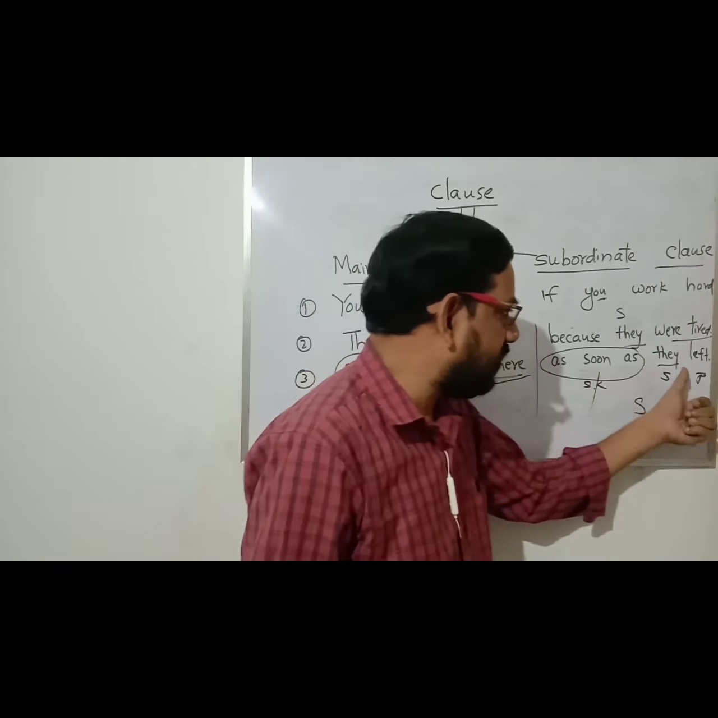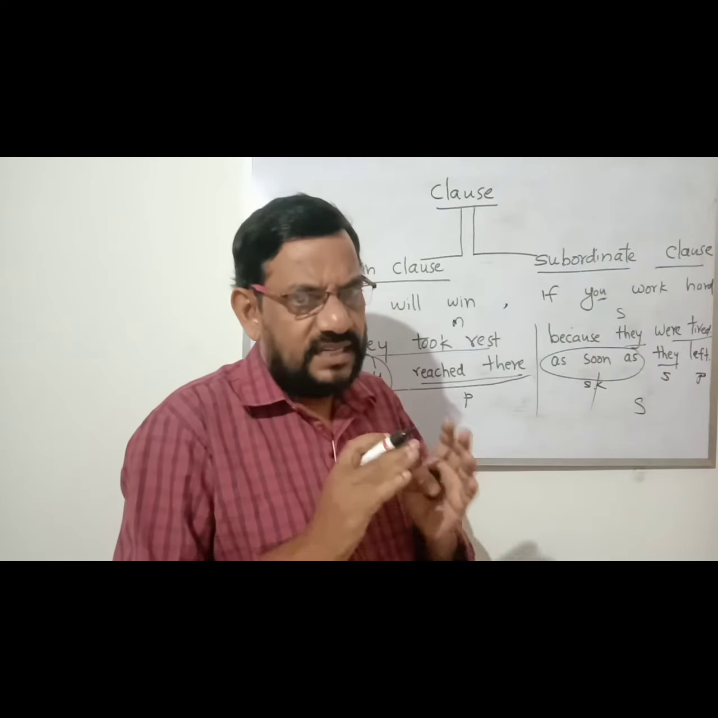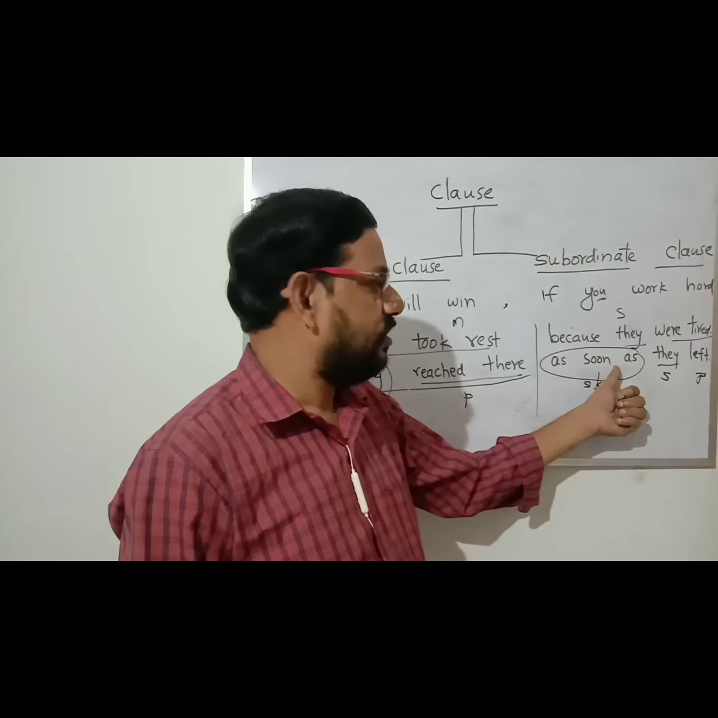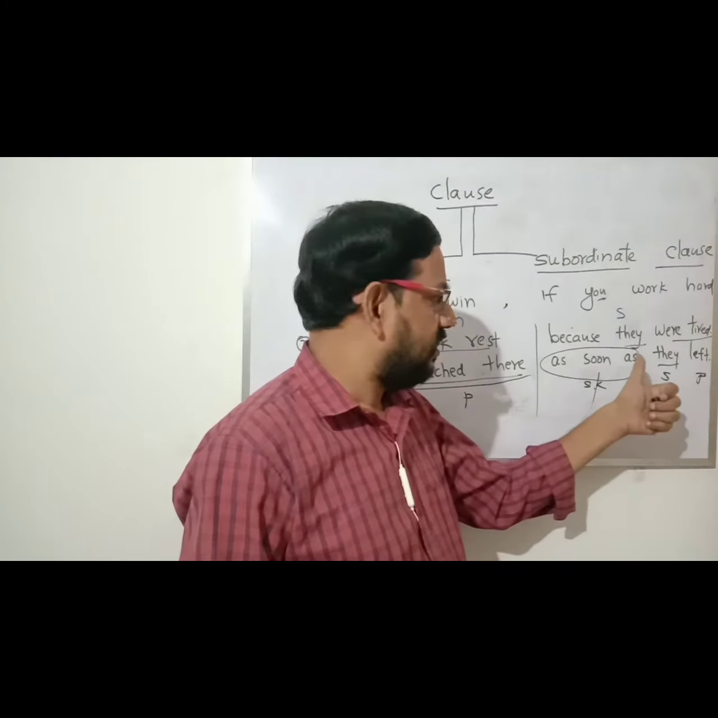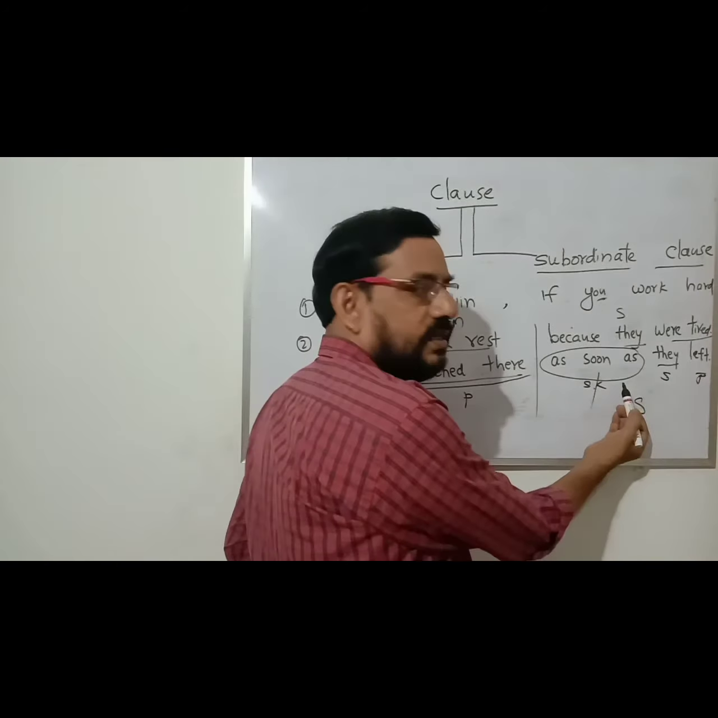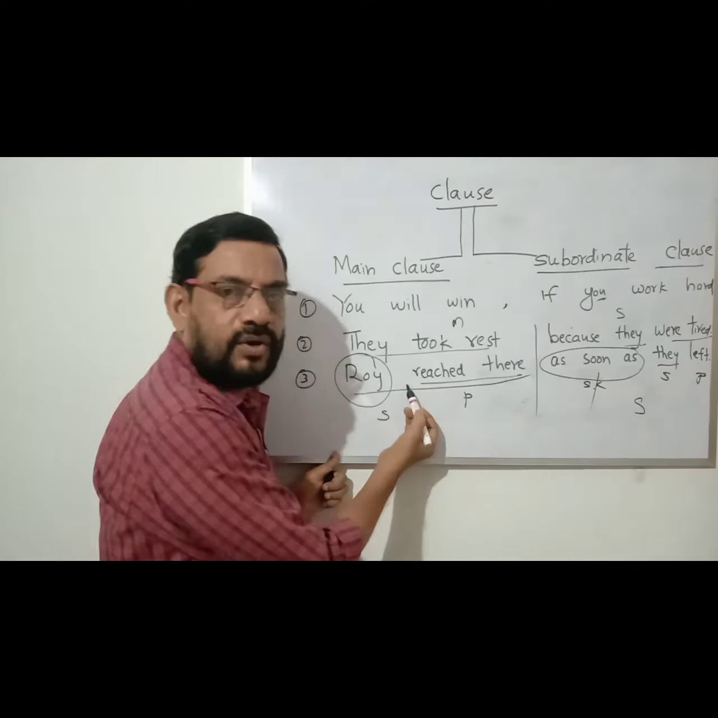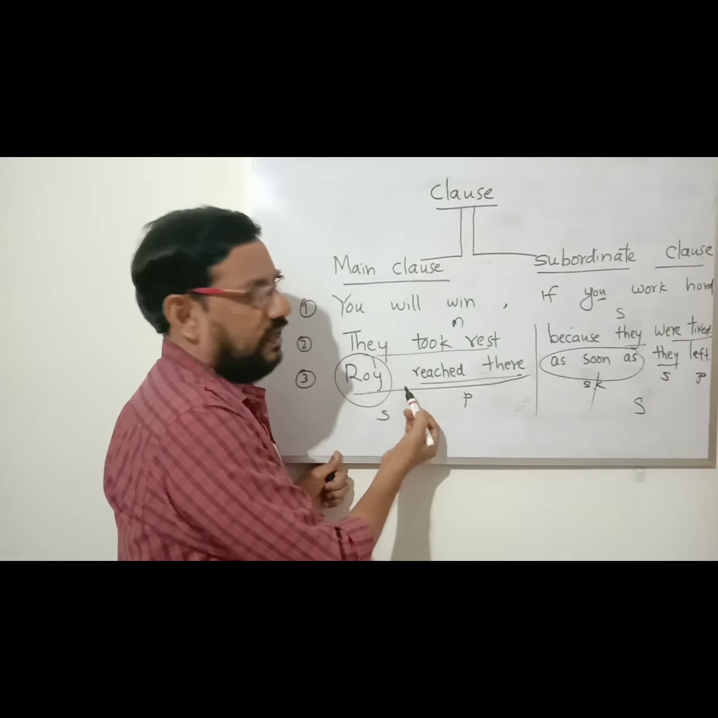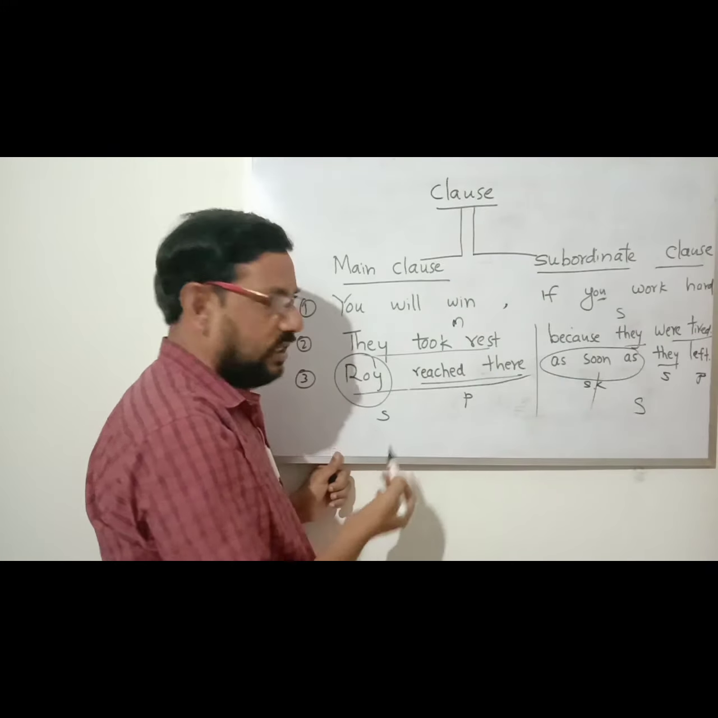Otherwise, as soon as they left, only that part does not stand alone because it is not giving us a complete meaning. So we cannot say that this is a main clause. The second one is a subordinate clause. So a subordinate clause is also called what? Dependent clause. A main clause is also called what? Independent clause.